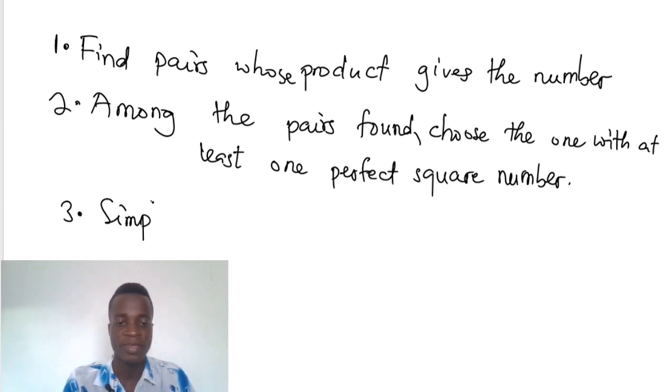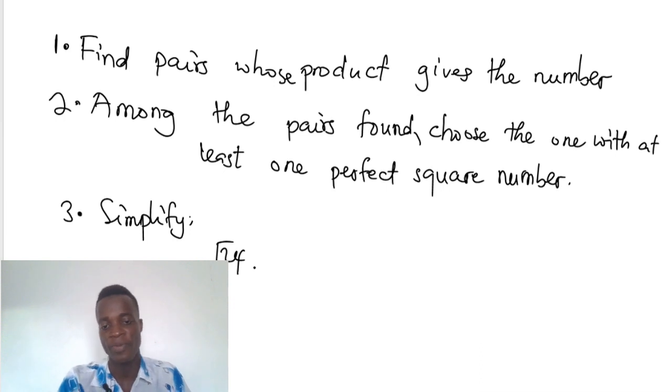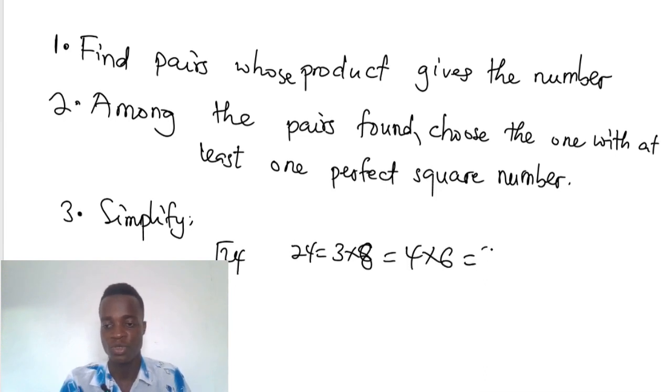A basic example from the video we did earlier: square root of 24. Step one, find a pair. This is not a prime number, it's not a perfect square. So we find a pair. You know that 24 is the same as 3 times 8, which is the same as 4 times 6, which is the same as 2 times 12. That's the first step. We found the pairs.